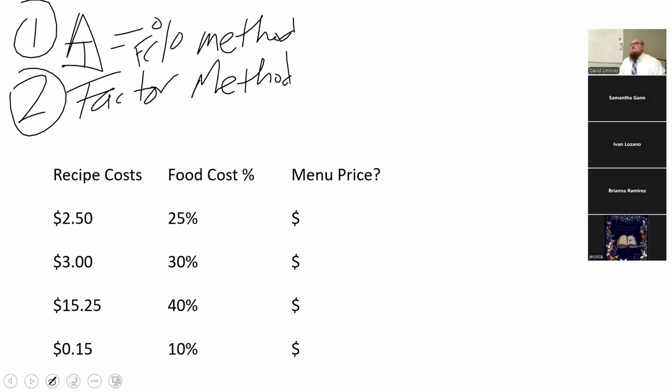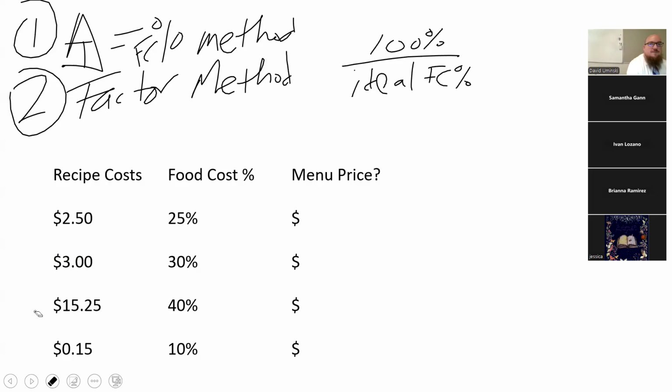Okay, we do the factor method. How we figure out our factor is we are going to take 100% and divide by the ideal food cost percentage. Okay. We're going to take 100, we're going to divide by the ideal food cost percentage. There we go. That looks a little bit better.